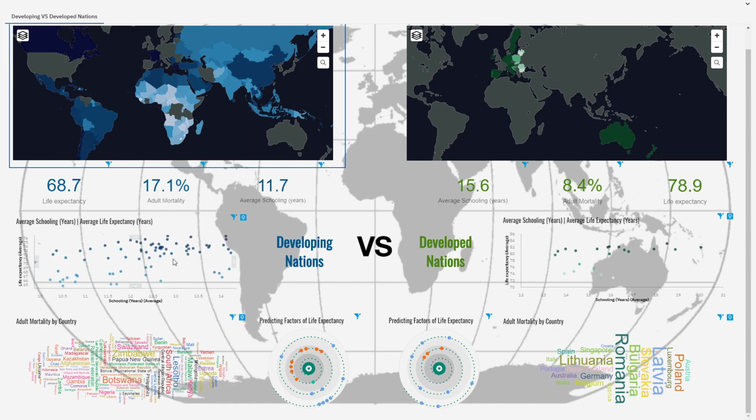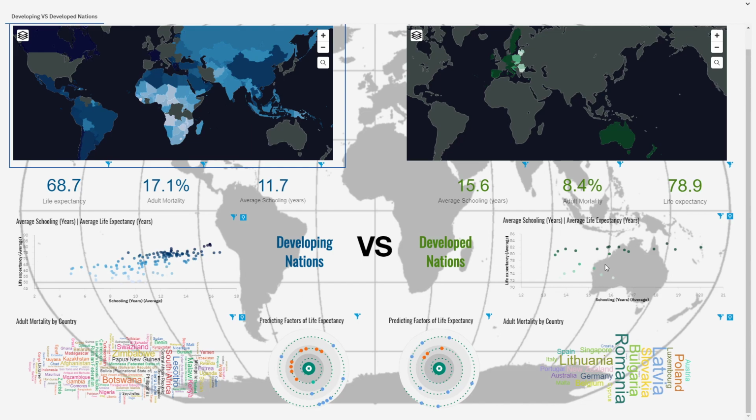If you were to zoom in, let's take a few nations, for example St. Lucia, Turkey, Ecuador. Interesting to look at. So you can see they're running about in the average of 12 to 13 schooling years, in the 70 to 75 year range.